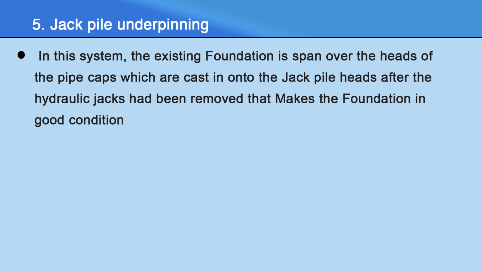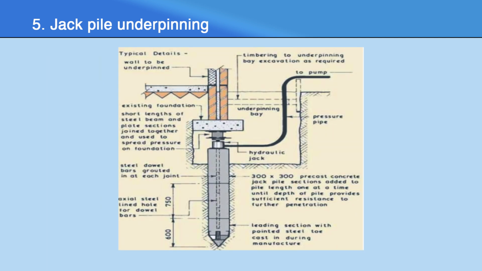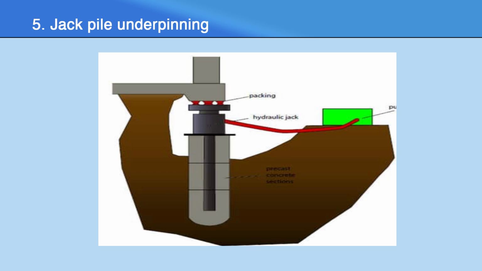In this system, the existing foundation is spanned over the head of the pile caps, which are cast into the jack pile heads after the hydraulic jacks have been removed, which keeps the foundation in good condition. This is the typical section for jack piles, in that with the help of hydraulic jacks the piles are inserted here. This is the actual photograph of jack piles, in that the green color shows the arrangement for the jack pile pressures, and below the hydraulic jacks the piles are inserted.